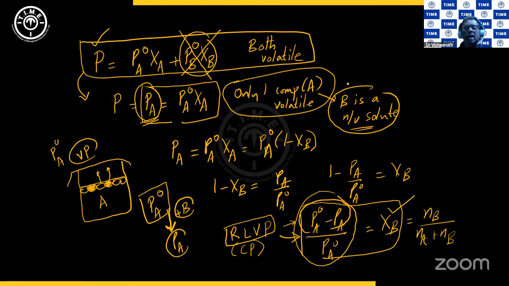But then, A is volatile and B is not volatile. When that happens, this is what we get. So this is also Raoult's law, for a case where only one component is volatile. That is, A is volatile and B is non-volatile. Then we derive this kind of Raoult's law equation for this case.